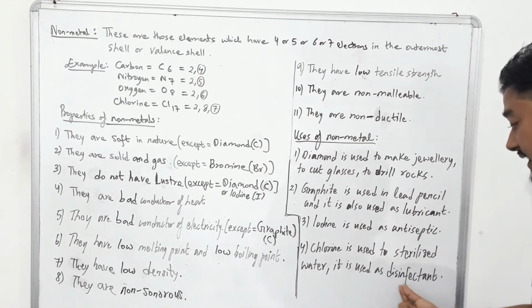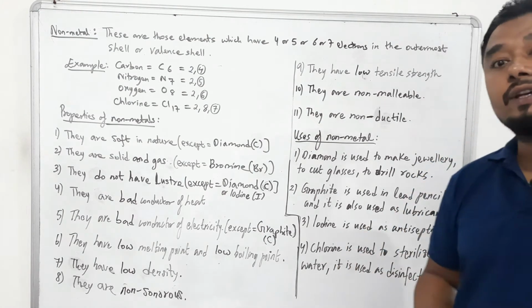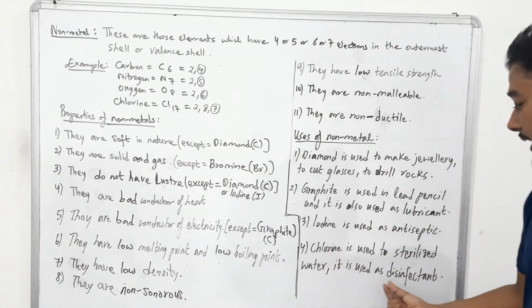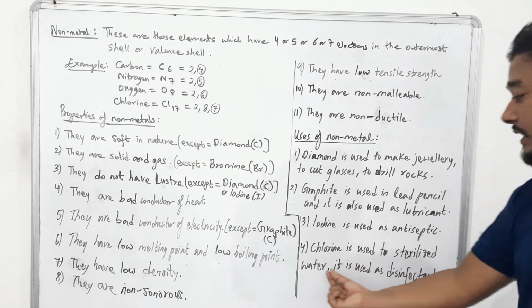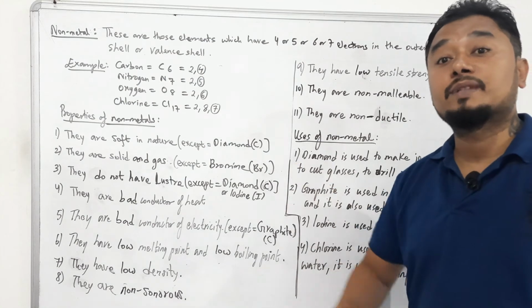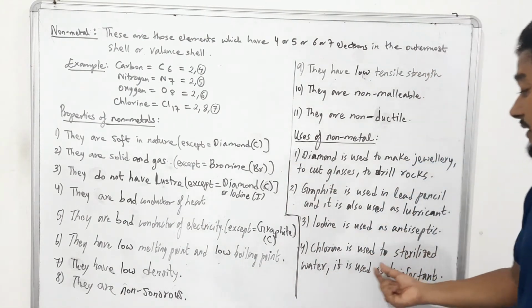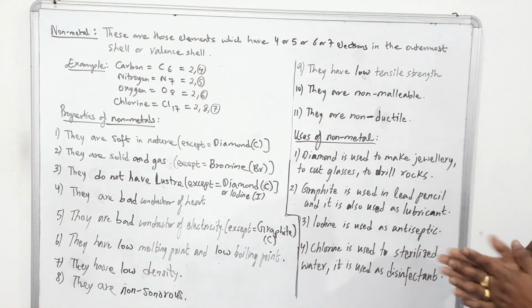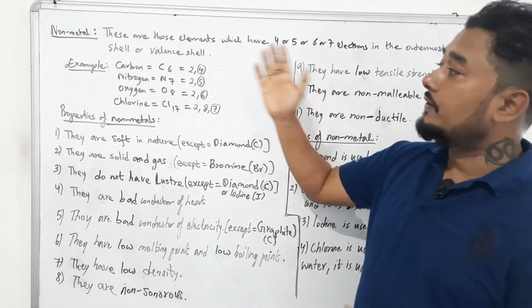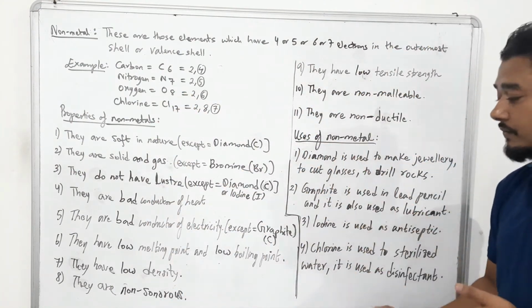And it is used as disinfectant, meaning the one who kills germs and bacteria is called disinfectant. So we can even use chlorine as disinfectant. It is used to sterilize water, or you can say to purify water, to remove germs and bacteria from water. We can use chlorine as one of the sterilizing agents. Done? So students, we have finished the definition of non-metals, properties of non-metals and uses of non-metals.